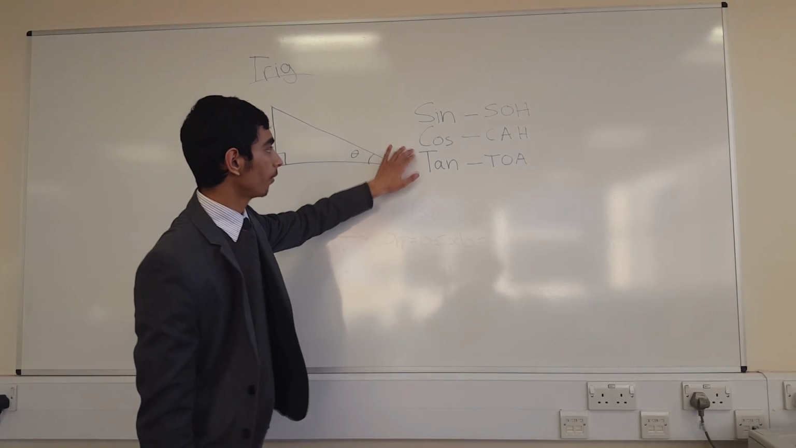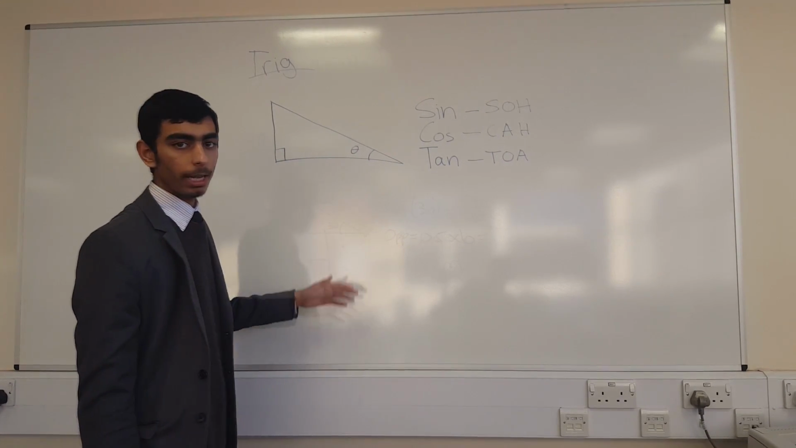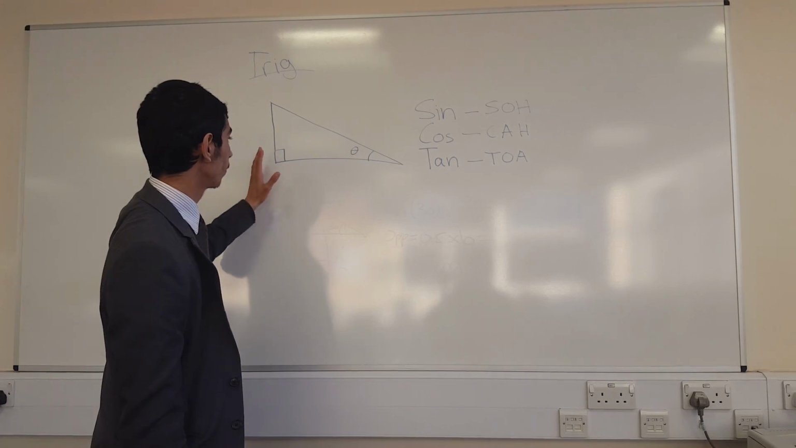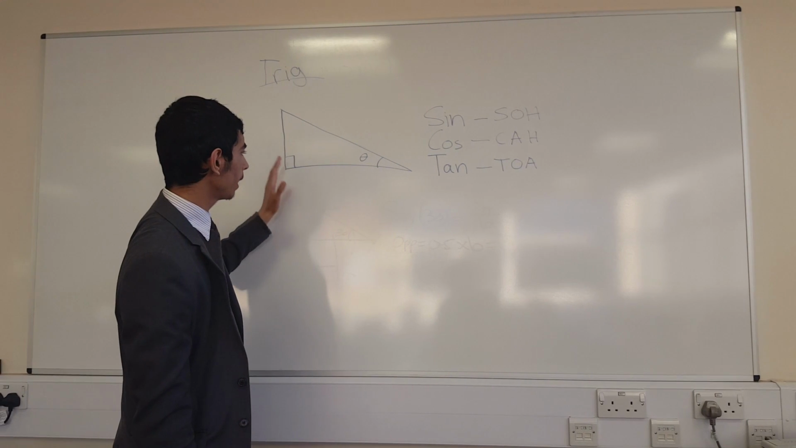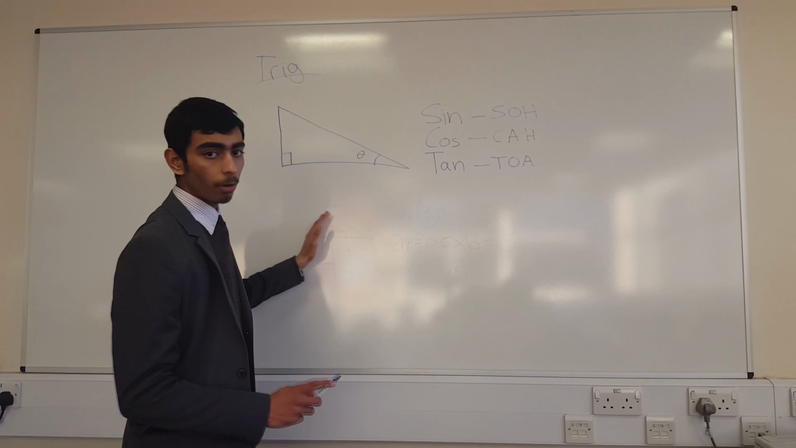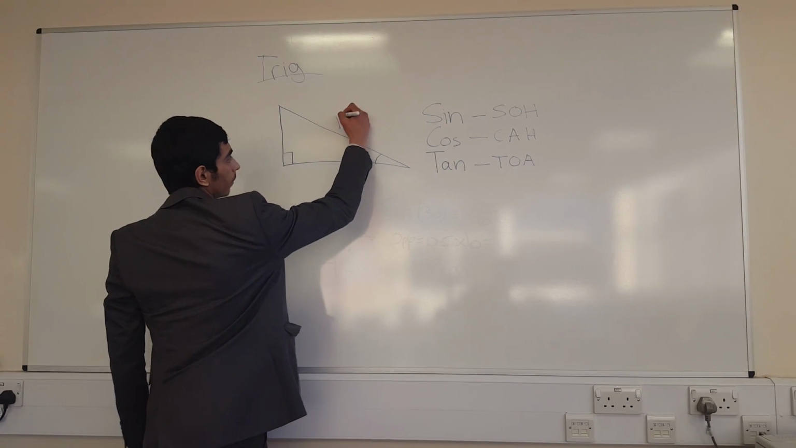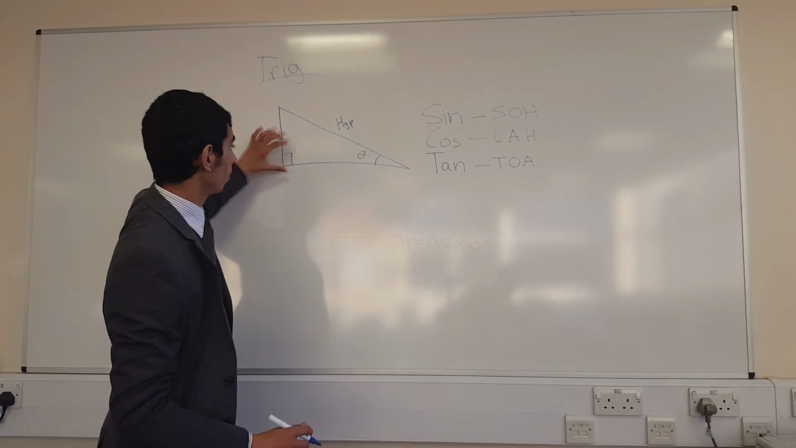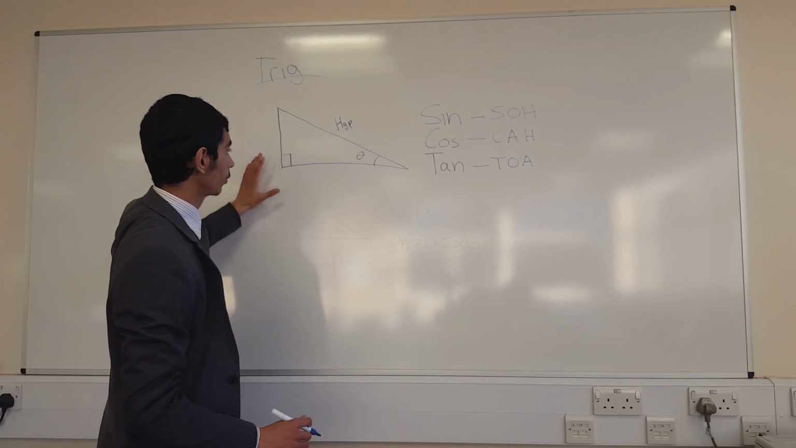Before we get into what these functions actually mean and how we apply them, we need to recap how we label a triangle relative to a particular angle. Here we've got a right-angled triangle with an angle of theta. When labeling the sides, go for the hypotenuse first, because that's the most obvious one. That is the longest side of the triangle, and it's always opposite the right angle.